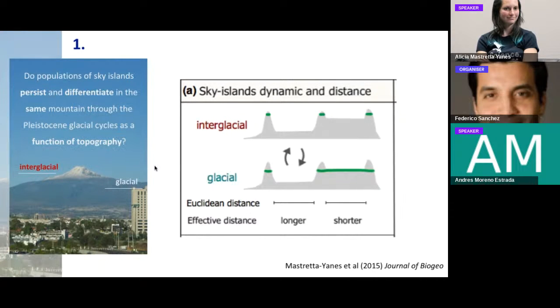And another important take-home message is that depending on the shape of the landscape, even if the geographic distance between populations is the same, it might be a different effective distance, depending on the shape of the landscape and whether two populations could be connected during the glacial periods or not.